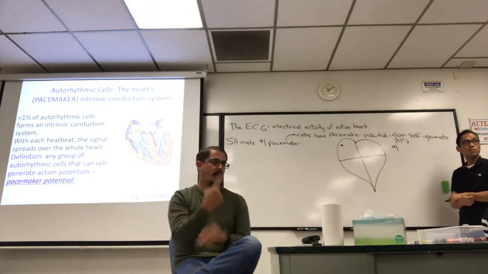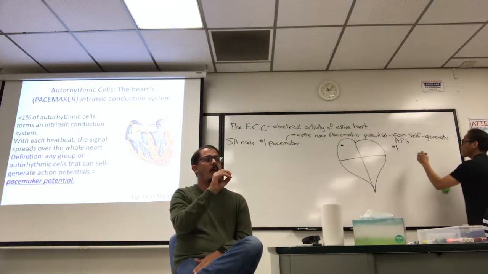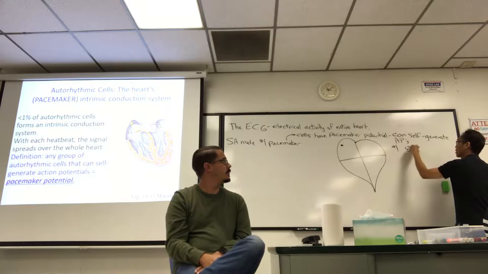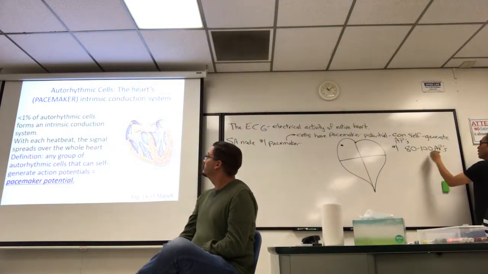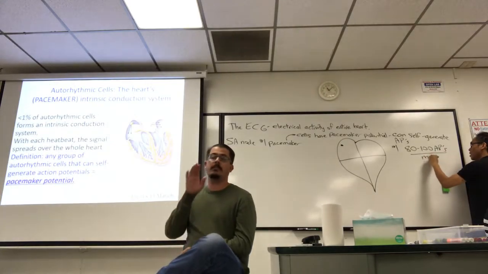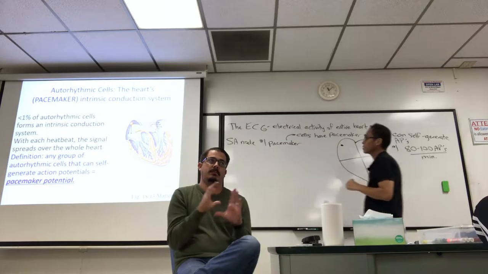What does the SA stand for? Sinoatrial. And the sinoatrial node can generate 80 to 100 action potentials per minute.